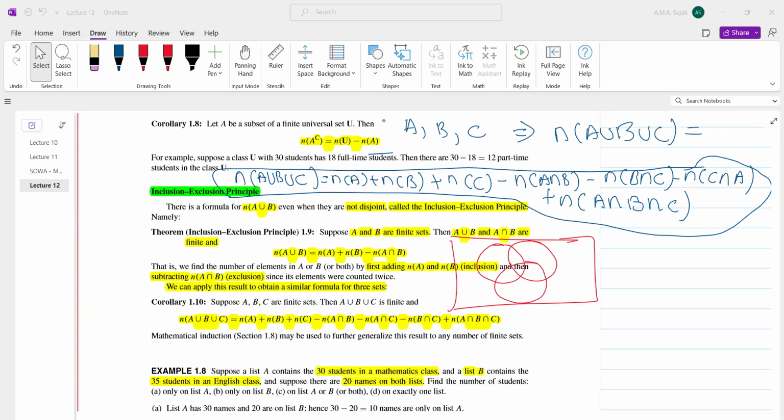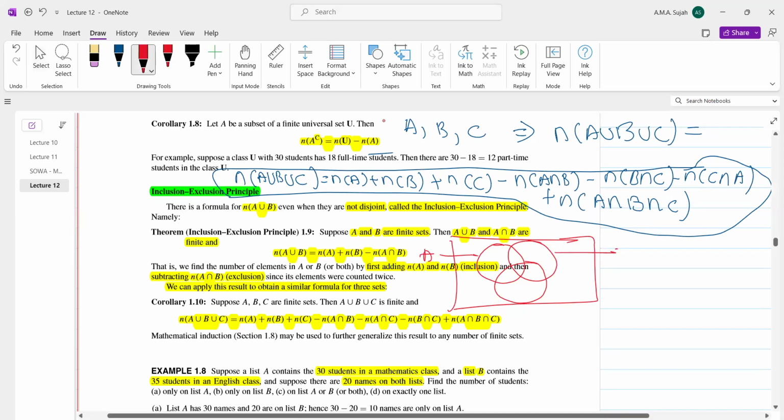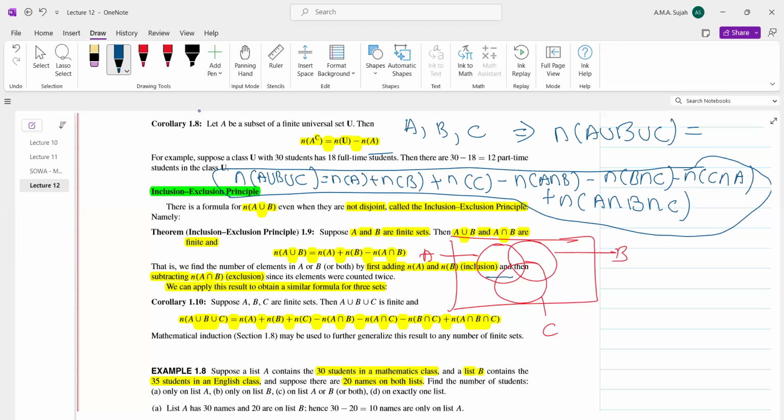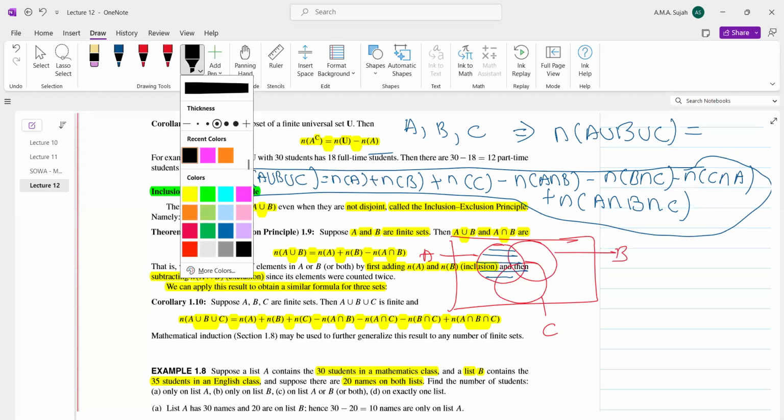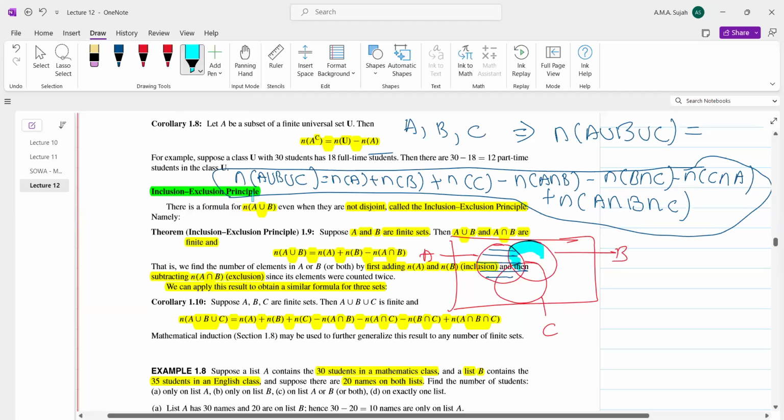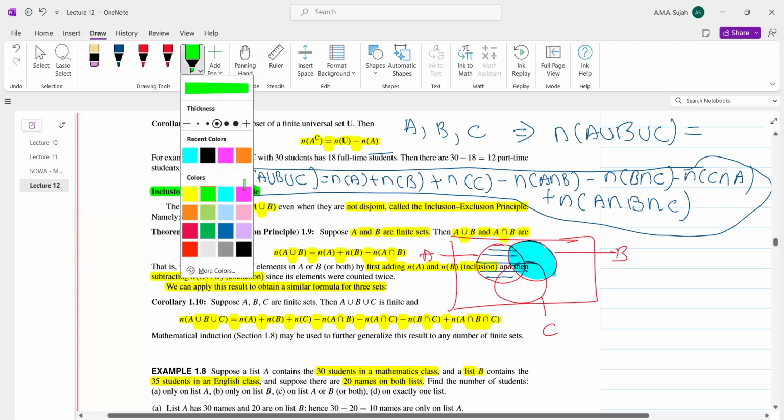Okay, then just imagine this is A, this is B, this is C. So number of A means what will happen? Number of A means you are considering this area. Number of B means this area. Similarly, number of C means this area.